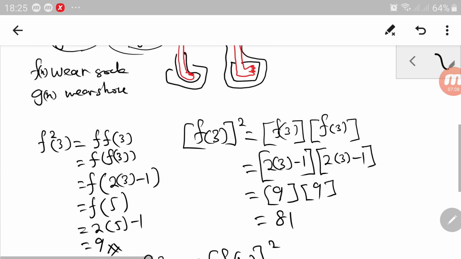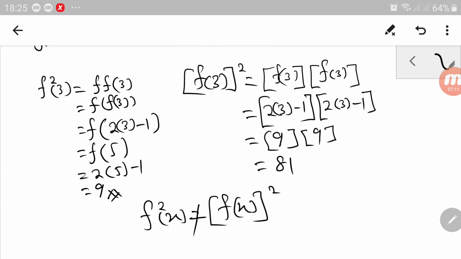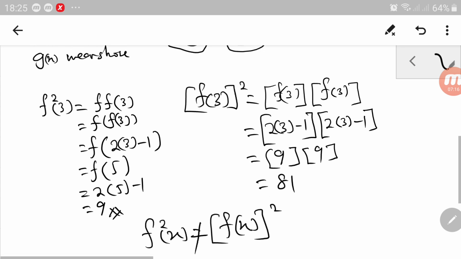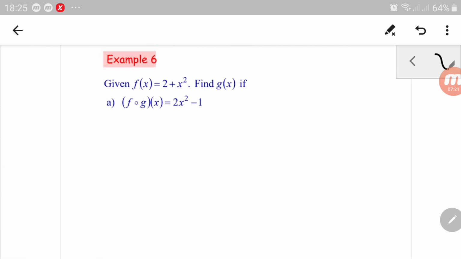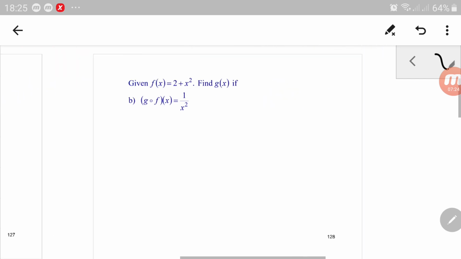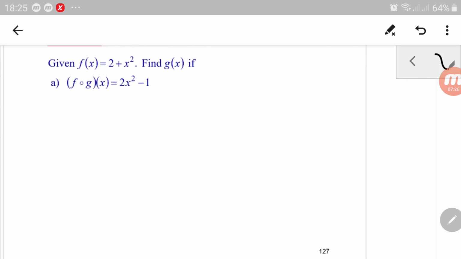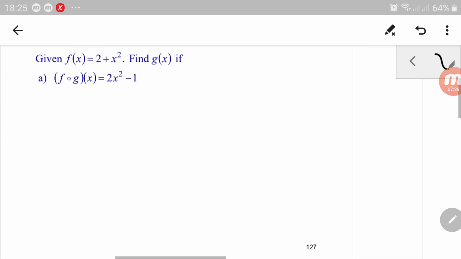So I hope from this you get the idea about composite functions. How many examples do we have? Maybe 2 more. Another example of composite. Now let's solve this one. Given f(x), a single function, and then we have another function that has been composite.